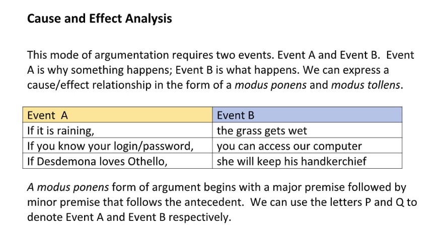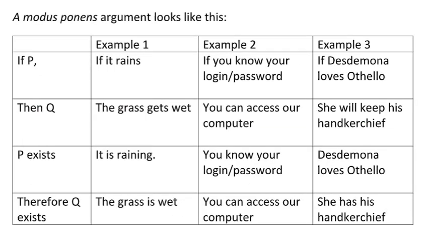Let's proceed to the next slide. A modus ponens argument looks something like this. If event P, then event Q, P exists, therefore Q exists. So if we look at the example 1 column, if it rains is P, then Q exists, the grass gets wet. P exists, it is raining, therefore Q exists, the grass is wet.